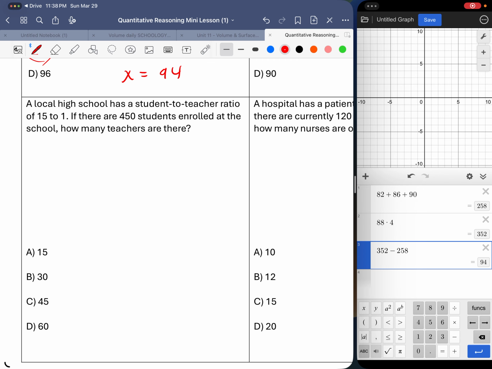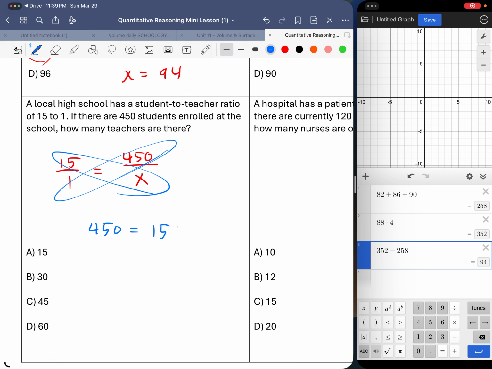Next one. A local high school has a student to teacher ratio of 15 to 1. So every 15 students, we have one teacher. And now there are 450 students in total. Then how many teachers are there? We don't know, so I'm going to put x. And this one is just a ratio. You see that it's a fraction with an equal sign here, so what you can do is the butterfly method. 1 times 450, we have 450 equals 15 times x. So we have 15x. Let's solve for x.